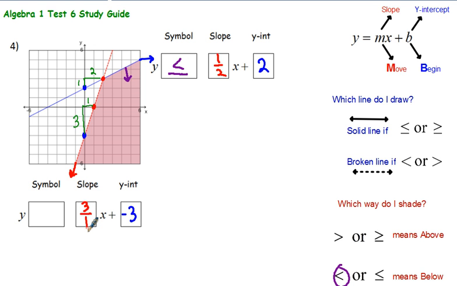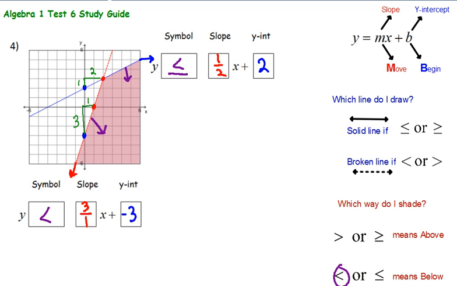3 over 1. And let's figure out what's happening here with the line. You notice that line is a broken line. So we know that if it's broken, there's not going to be any line underneath it. And then I've just got to figure out which way this thing is shaded. Well, if we looked at it, this thing is shaded below the line. They're actually both shaded below. So then that would be a less than.